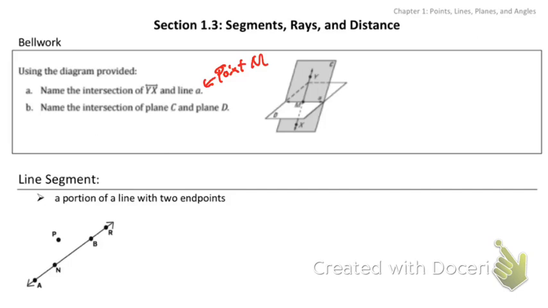All right, name the intersection of plane C and plane D. When two planes intersect, they intersect at a line. So if we look at C and we look at D, they're intersecting at this line right here, and that is line A.